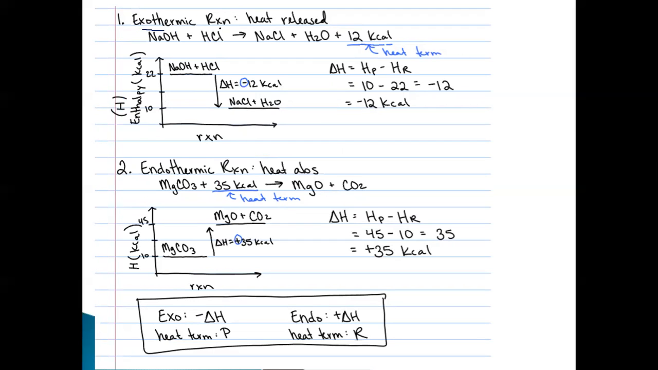So if it's exothermic, that means heat is going to be released. So for example, if I took sodium hydroxide and hydrochloric acid, if I had those two solutions and I mixed them, I'm actually going to be releasing 12 kilocalories of heat. So remember, that's a heat term. And really what you're looking at here is that you had initial enthalpy in your reactants, you have less enthalpy in your product, and you released some energy, okay?